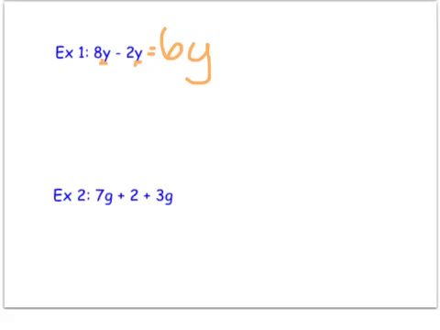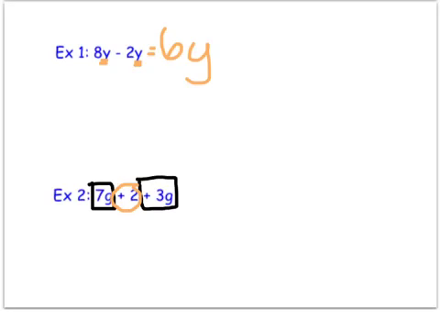All right, example number 2. This is where I'm going to do my box and circle because I have a couple things that I can't combine. So let's look here. I have 7G, I have 2, and I have 3G. Okay, what doesn't look the same? Well, we know this 2 doesn't have a G, so we can't combine it. So I'm going to go ahead and box my 7G, and I'm going to box my plus 3G so that I know what I'm doing. And then I'm going to circle my poor little plus 2 by itself.